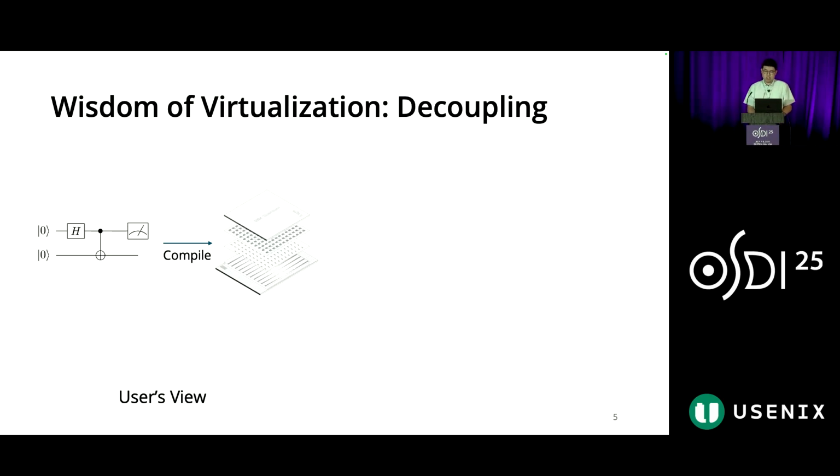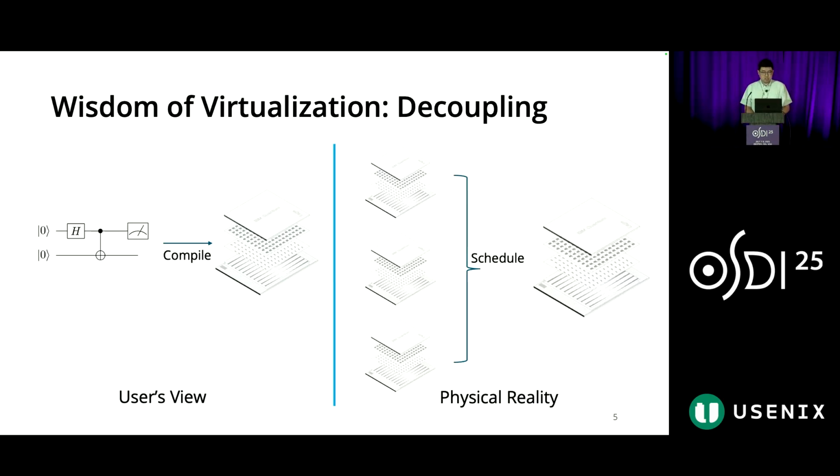The wisdom behind virtualization is to decouple the virtualized world and the physical world. It decouples the user's view of the machine from the physical reality. It allows users to compile their programs once just to the virtualized machine backend. And in the physical world, there is a hypervisor that makes smart and dynamic decisions at runtime about how to schedule and place those multiple jobs on the real hardware. Our goal is to bring this same philosophy to the quantum world.